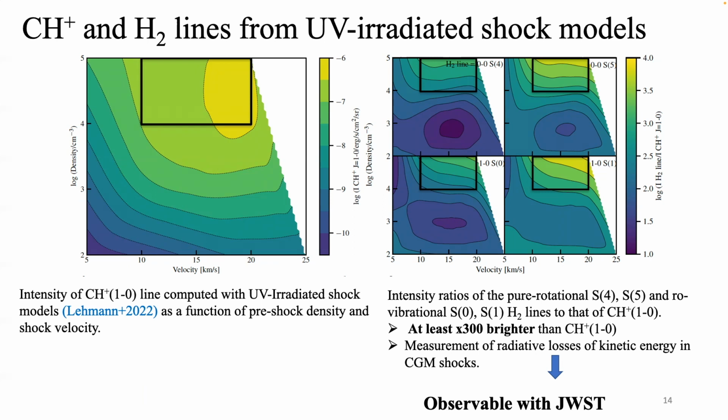And from these plots, we see that these lines, which are two ro-vibrational and two pure rotational ones, are at least 300 times brighter than that of CH+ 1-0. And these lines are measurable with MIRI onboard JWST for this object and for objects at similar redshifts. And if observed, they could give a measurement of the radiative losses of kinetic energy in the CGM shocks. And also the spatial resolution of MIRI could serve as a locator of the census of all the CGM shocks.